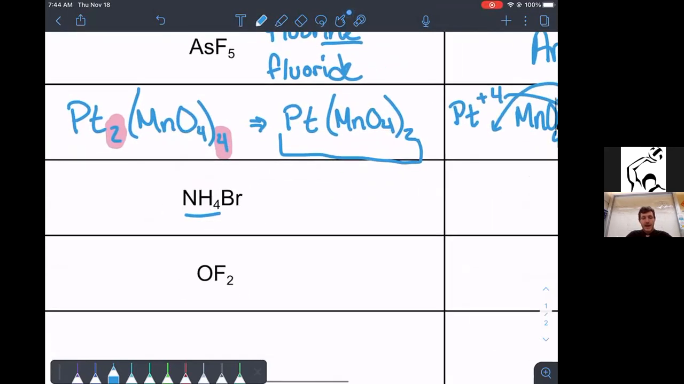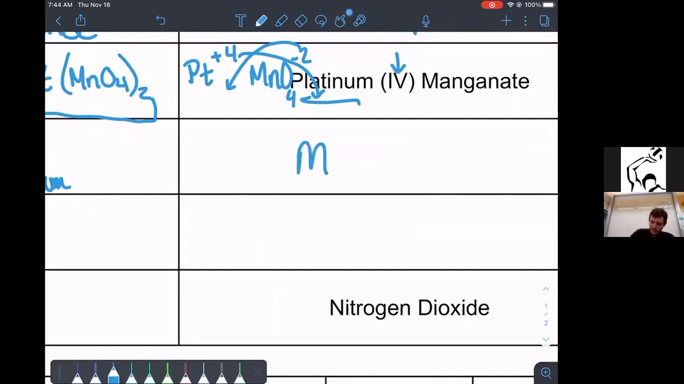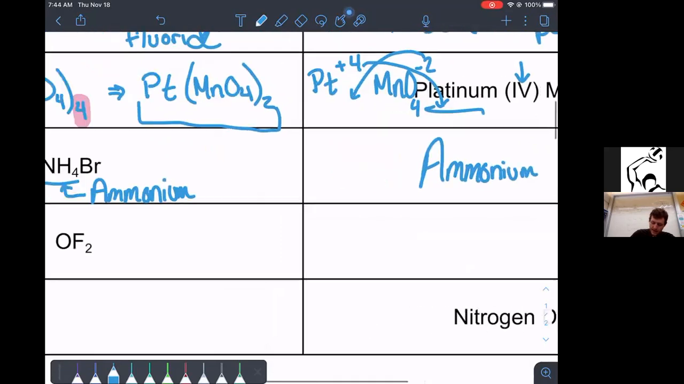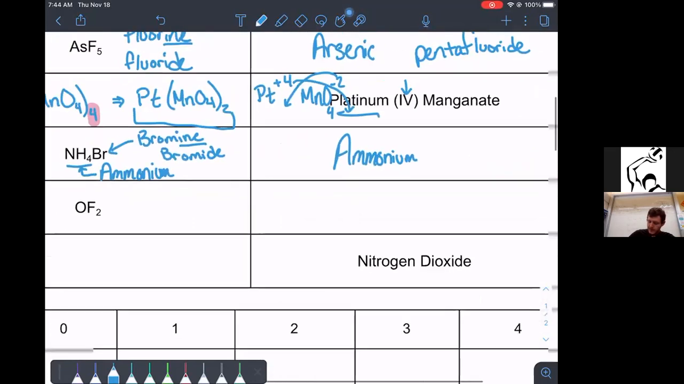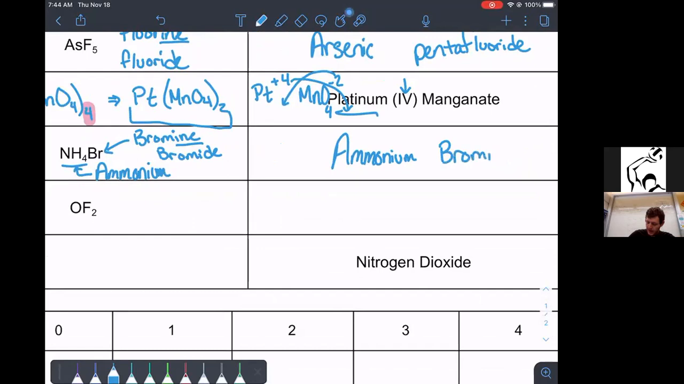The next one is NH4Br. And since there's 3 capital letters, we know it has to have a polyatomic ion in it, even though they're all nonmetals. And so the polyatomic ion is this one right here, which is ammonium. So we can put ammonium down. And then we have Br, which is bromine. But we got to change the ending to bromide. So it becomes ammonium bromide.